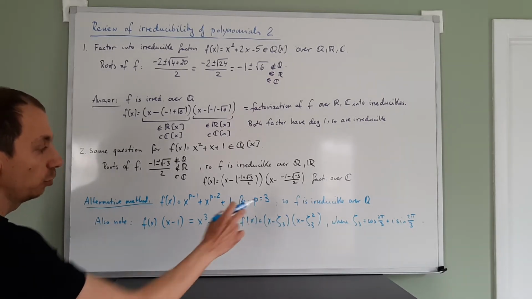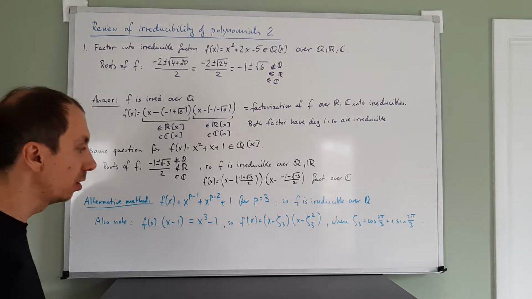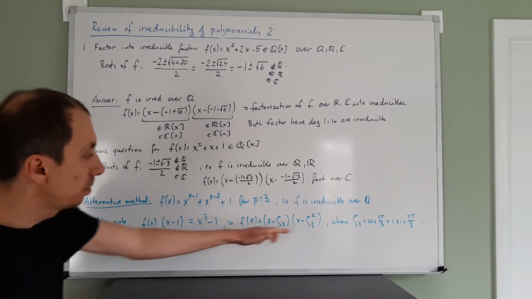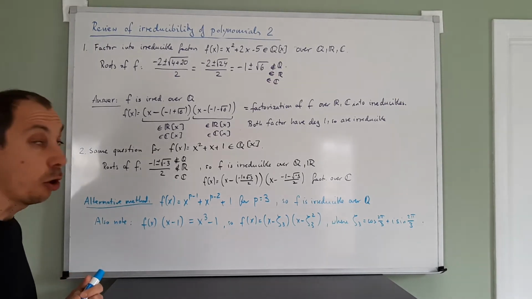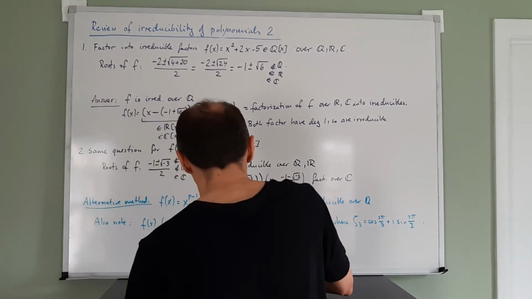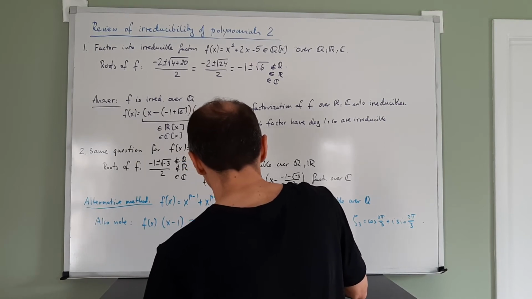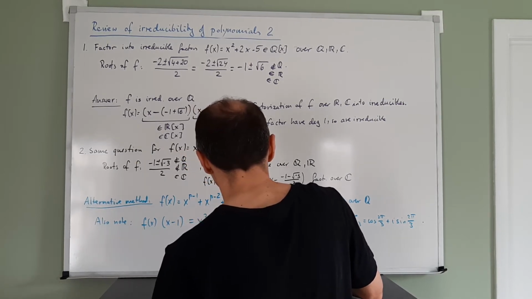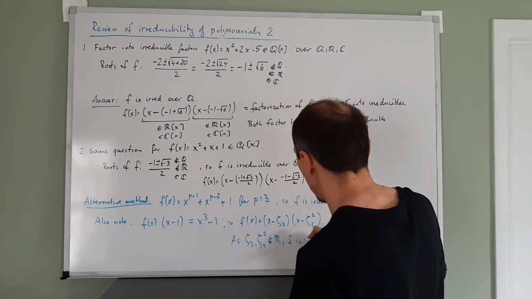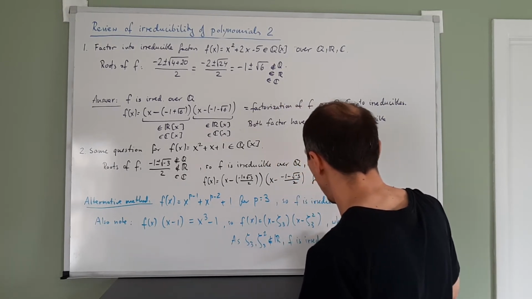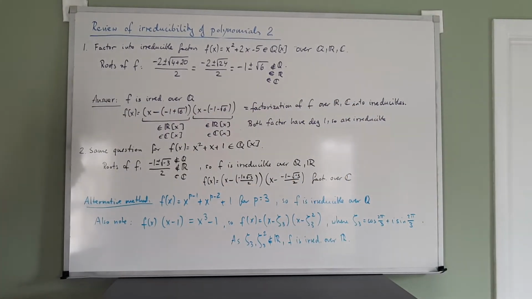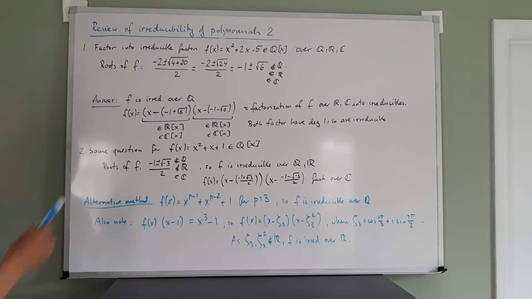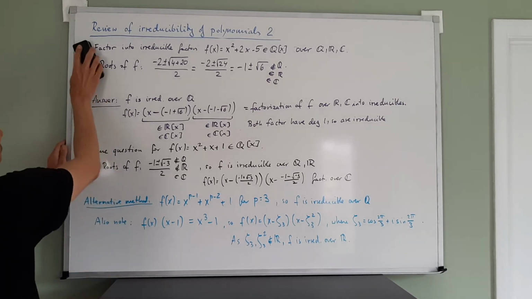And of course, I know the cube roots of unity other than 1 are not real. So this must be the factorization over C, while f must be irreducible over R. As zeta 3 and zeta 3 squared do not belong to the real numbers, f is irreducible over R. Okay, so either of these two methods gives you an answer for this question. So let's move on to another example.